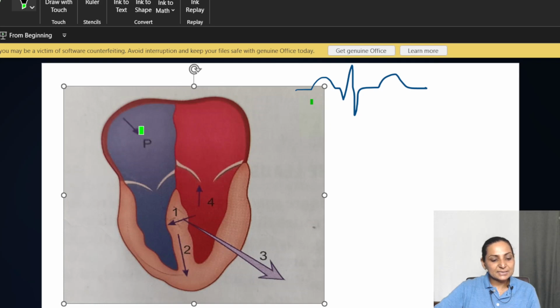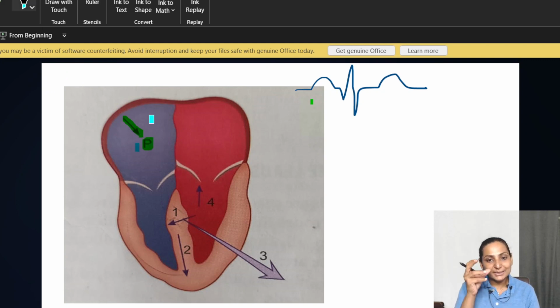So this is the P wave, or the vector of the atrial depolarization. Now the vector of the atrial depolarization is small because the atrial mass is small, isn't it? Because the atria are very small as compared to the ventricles. Therefore the vector is small, the magnitude is small, and it is directed down and towards the left.